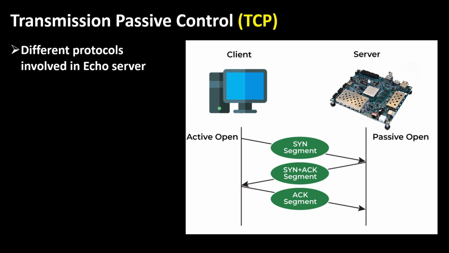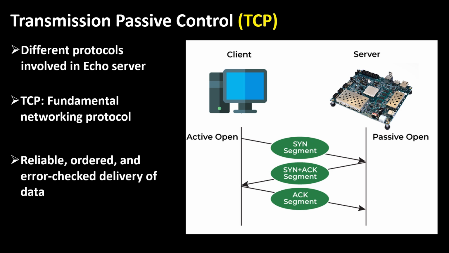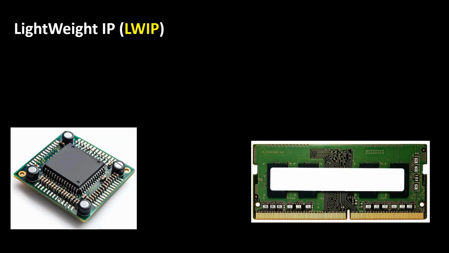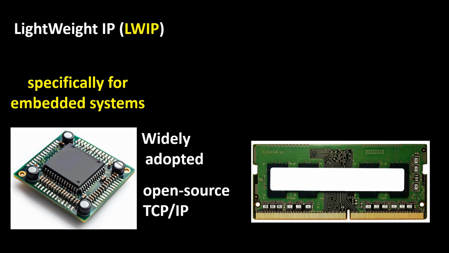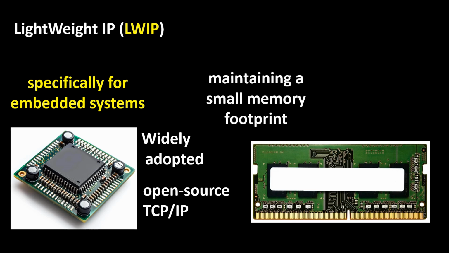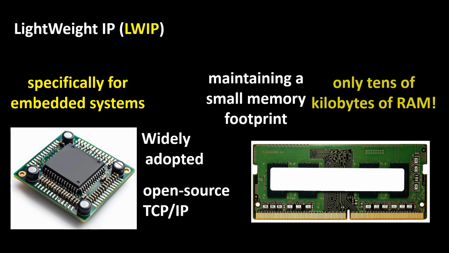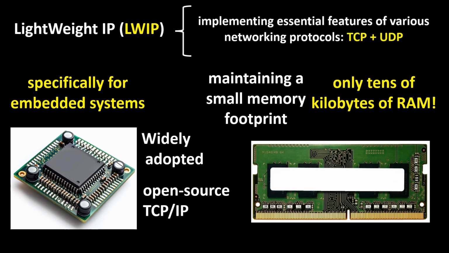Transmission Control Protocol is a fundamental networking protocol. It ensures reliable, ordered, and error-checked delivery of data between applications running on hosts communicating via an IP network. Lightweight IP is a widely adopted, open-source TCP/IP stack designed specifically for embedded systems with limited resources. It provides a robust networking implementation while maintaining a small memory footprint, typically requiring only tens of kilobytes of RAM and around 40 kilobytes of ROM.